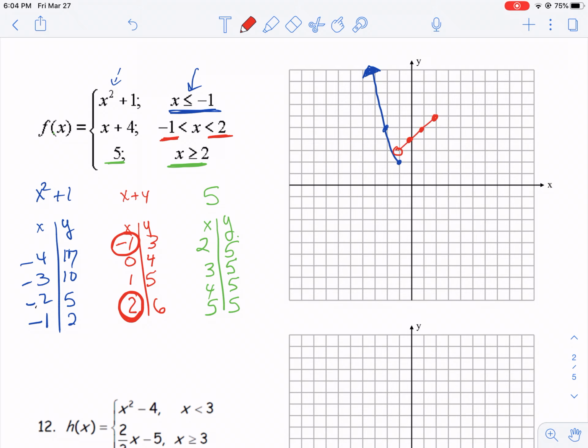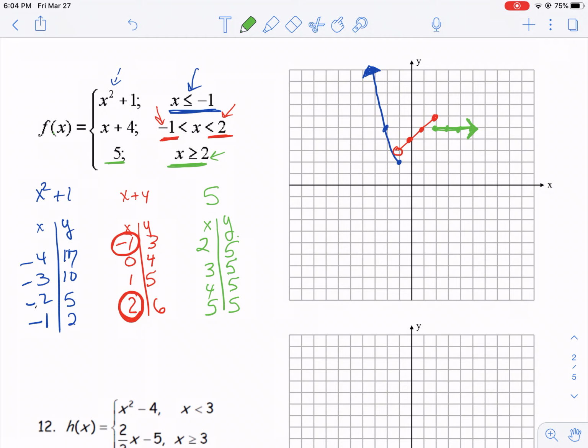Now, because this is a sandwich, it told me where to start and where to stop. I don't put any arrows on this section at all. It starts and stops. So I'm going to go to the green one. And it says for x values greater than 2, we get a 5. So 2, 1, 2, 3, 4, 5. 3 gets a 5, 4 gets 5, 5 gets 5. Connect the dots.